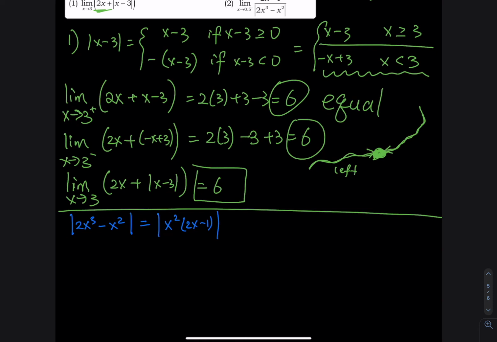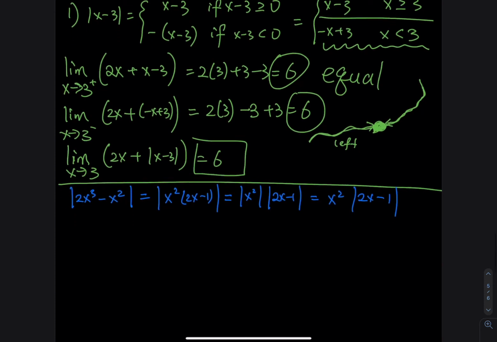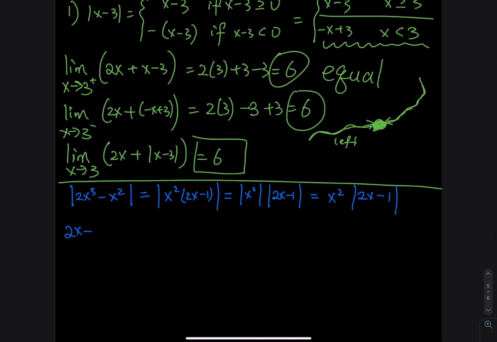Why do I have to do that? Because x squared is guaranteed positive. So you can factor out like this, x squared times 2x minus 1. Since it's guaranteed positive, we can just write that as x squared and then the absolute value of 2x minus 1. When you break, you only need to break the 2x minus 1. So you have 2x minus 1 equals two pieces. The first piece is 2x minus 1.